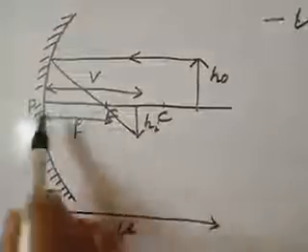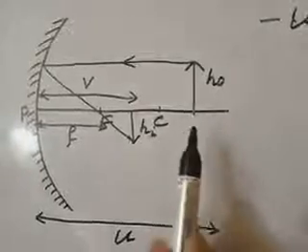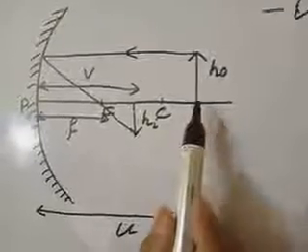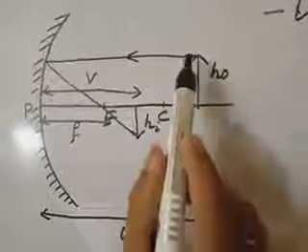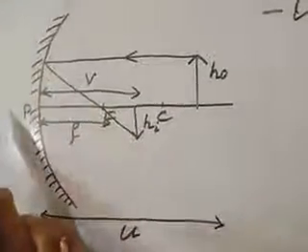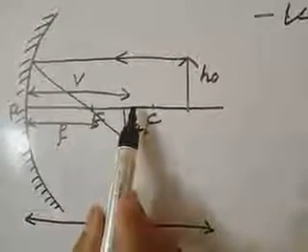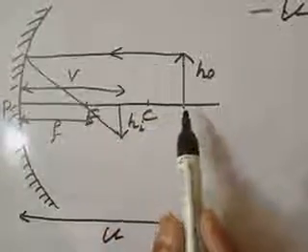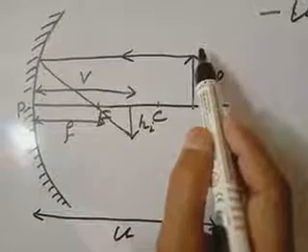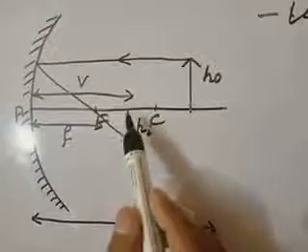So from the beginning I am repeating, there are 5 rules of sign convention for the spherical mirror. Number 1, all distances should be measured from the pole. Point number 2, distance measured in the same direction as the incident ray is taken to be positive. Point number 3, distance measured opposite to the incident ray is taken to be negative. Point number 4, distance measured above the principal axis is taken to be positive. And point number 5, distance measured below the principal axis is taken to be negative.